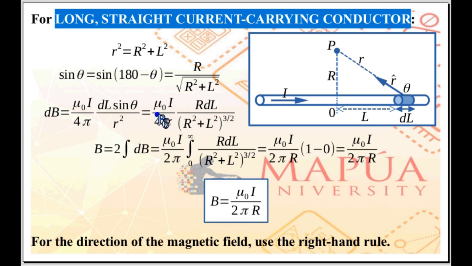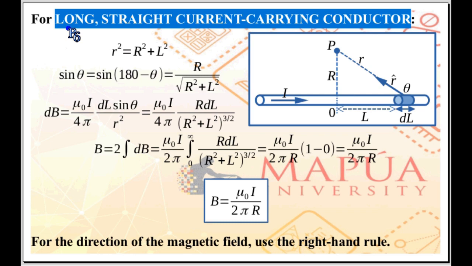Integrating the equation, integrating dB will give you the total magnetic field at point P. But note that we make the integration easier if we only consider first from this location to the end of the conductor, from 0 to the other end of the conductor.